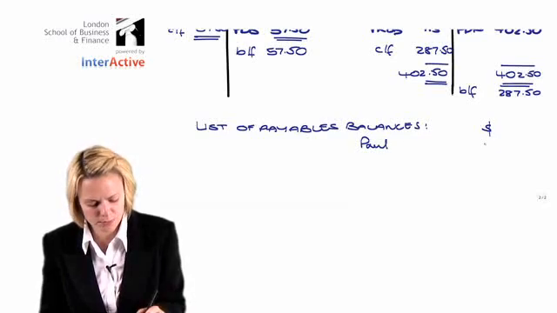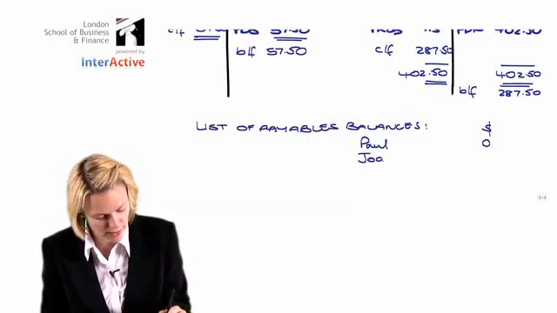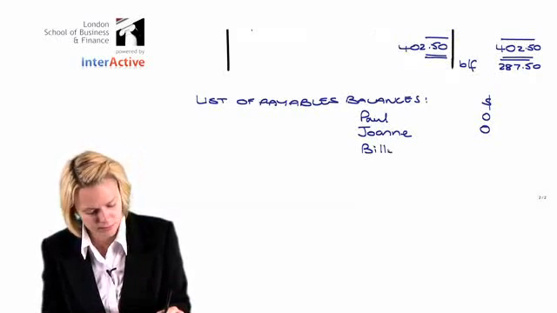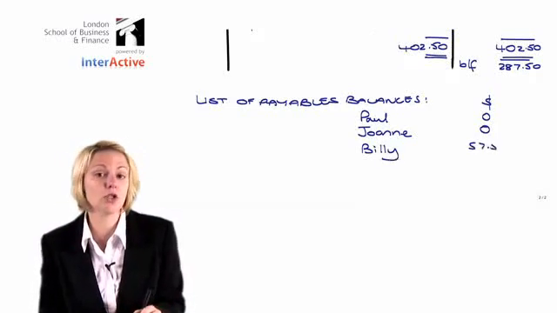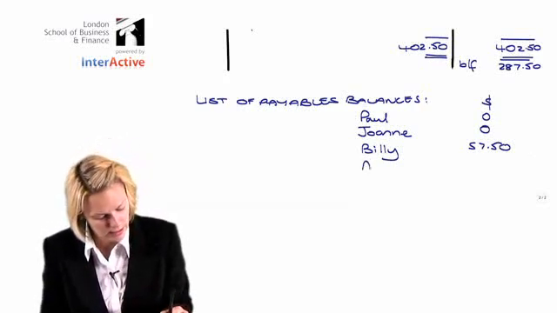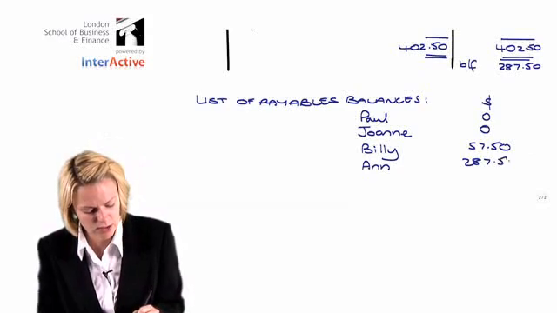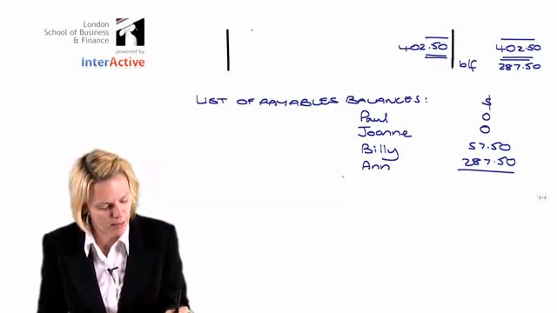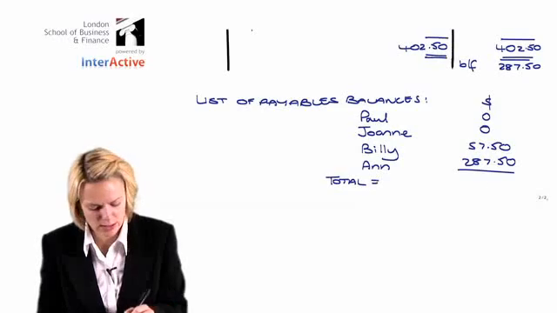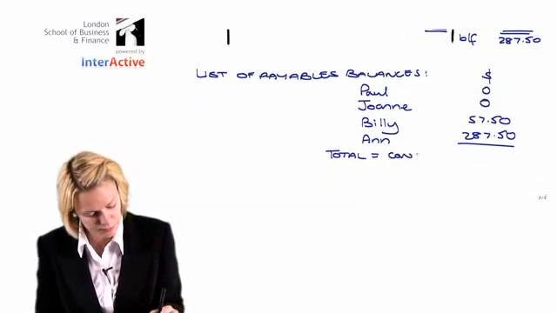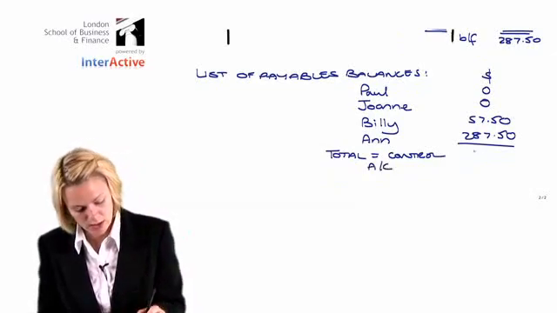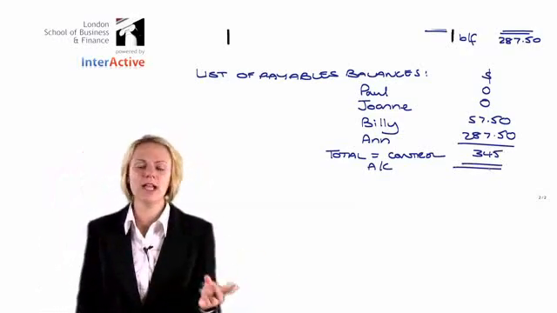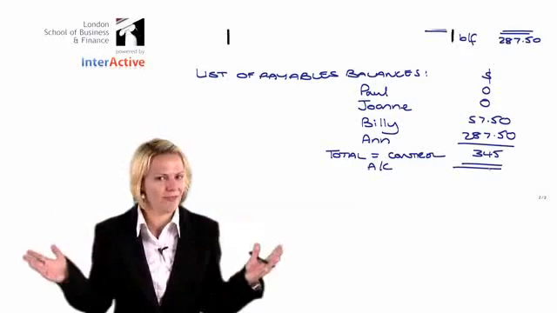So we had supplier Paul, which had zero balance. Supplier Joanne, which also had no balance. Supplier Billy had a balance of $57.50 brought forward. And supplier Anne, we just calculated to $287.50 as what we owe to supplier Anne. Remember that the total of the list of payables balances must equal the control account of $345. And if you look back at your control account, you'll see that that's exactly the same. They both reconcile, they both match, so we've done everything correctly.